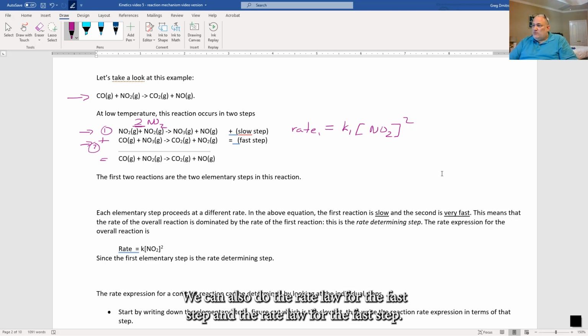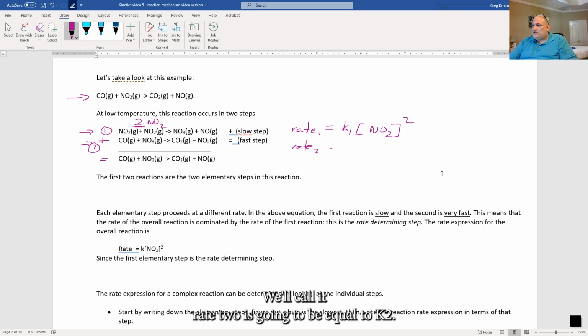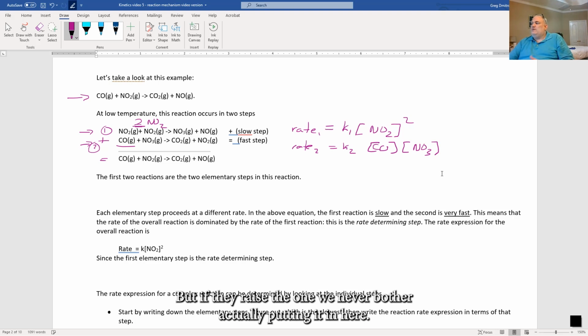We can also do the rate law for the fast step. And the rate law for the fast step, we'll call it rate 2, is going to be equal to K2. In this case, you see we have CO with a coefficient of 1 and NO3 with a coefficient of 1. So we're going to write CO times NO3. Both of these are raised to the 1, but if they're raised to the 1, we never bother actually putting it in here. Now, here's the thing.